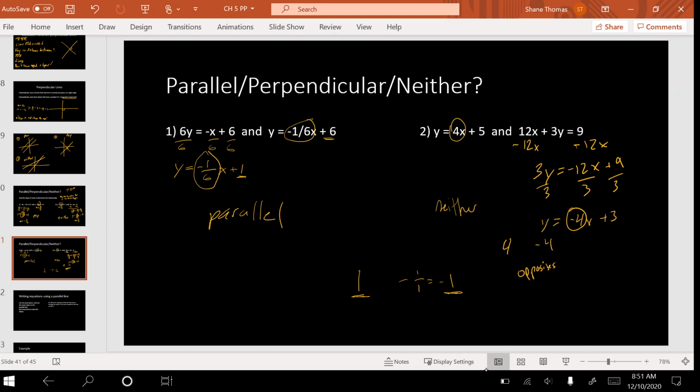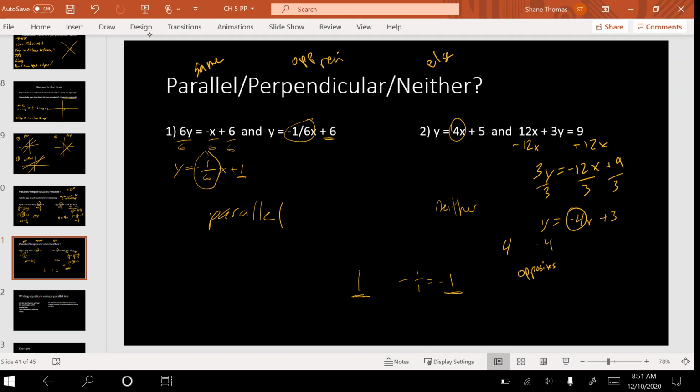I'm only worried about two specific pairs. Parallel if the slopes are the same, perpendicular if they're opposite reciprocals. This here is everything else. All right? That makes sense.